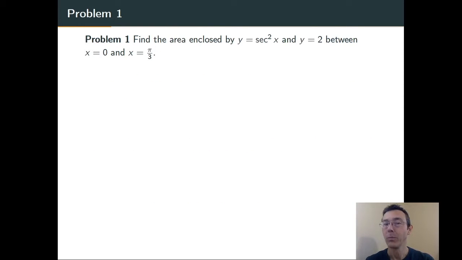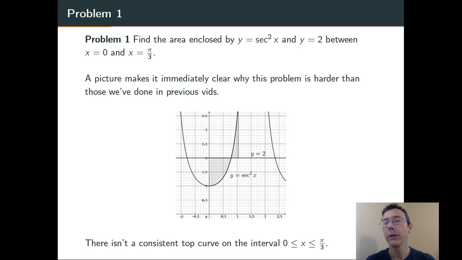Problem 1. Find the area enclosed by y equals secant squared x and y equals 2 between x equals 0 and x equals pi over 3. So things are going to be a little harder because we have trig, but there's a bigger issue than that here. If we look at the picture, we can see that the graphs intersect in between x equals 0 and x equals pi over 3. So there isn't just going to be one top curve over the entire interval.